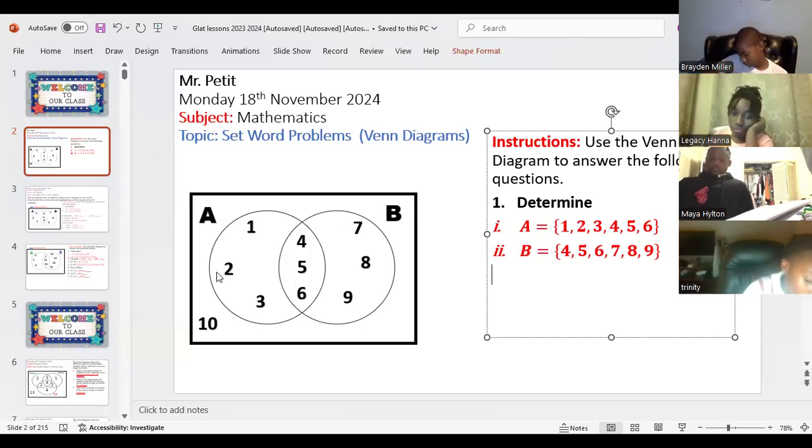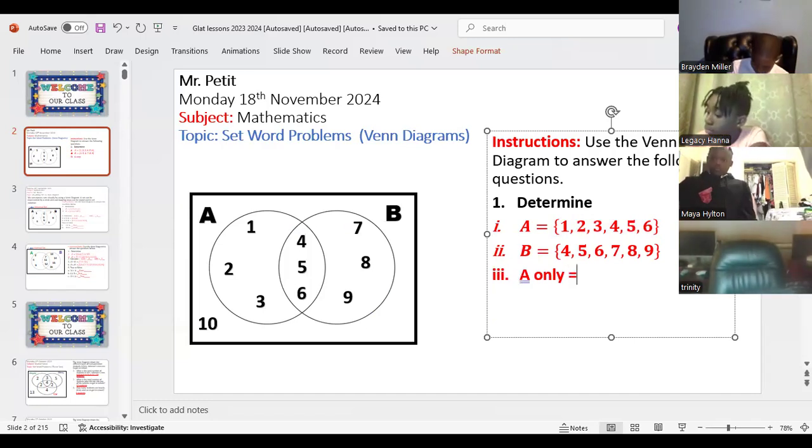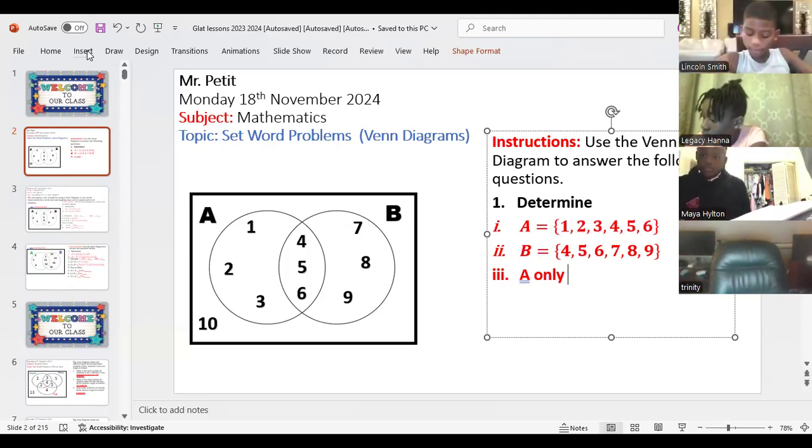The next thing we want to figure out: we know what A is and we know what B is. I want to know what is A only. What are the elements in A only? 1, 2, and 3. Very good.